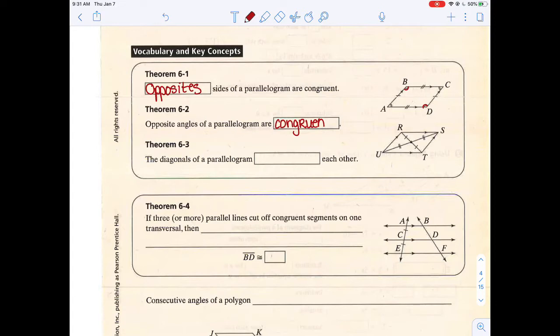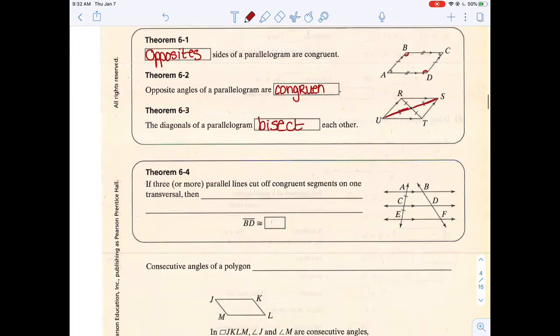Okay, then 6.3 says that the diagonals of a parallelogram bisect each other, which means they split exactly in half. So this segment is congruent to this segment because they're both half of the whole thing. Same with RT. Those two segments are split in half.